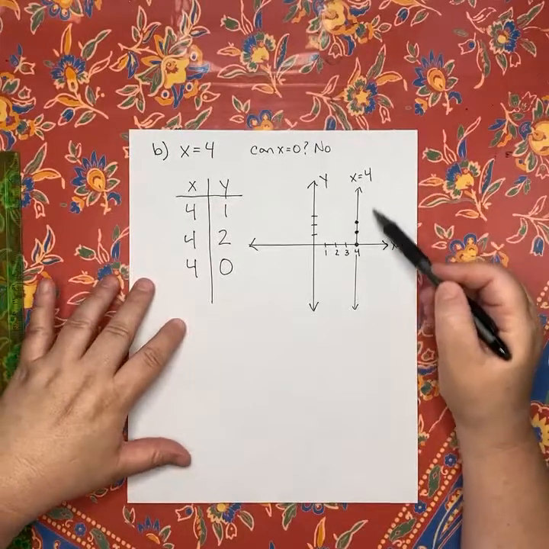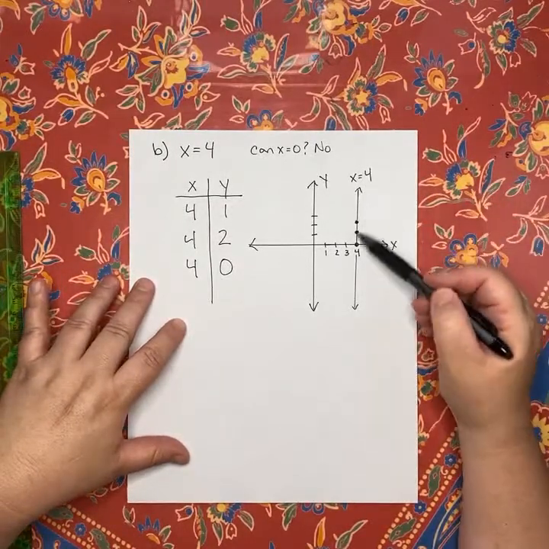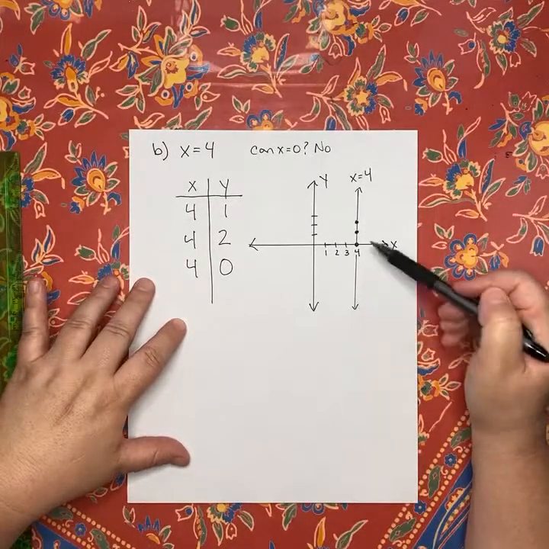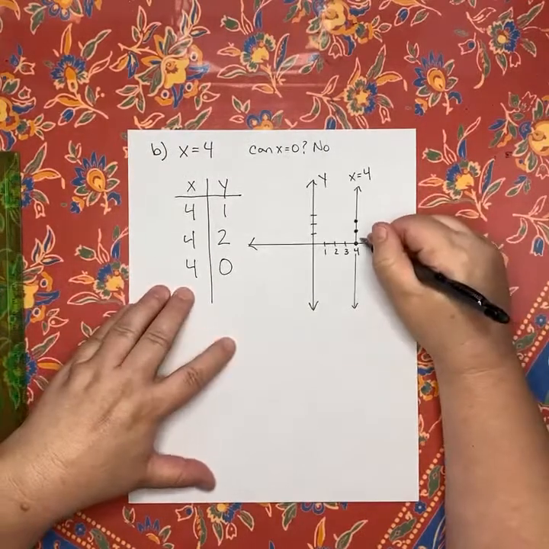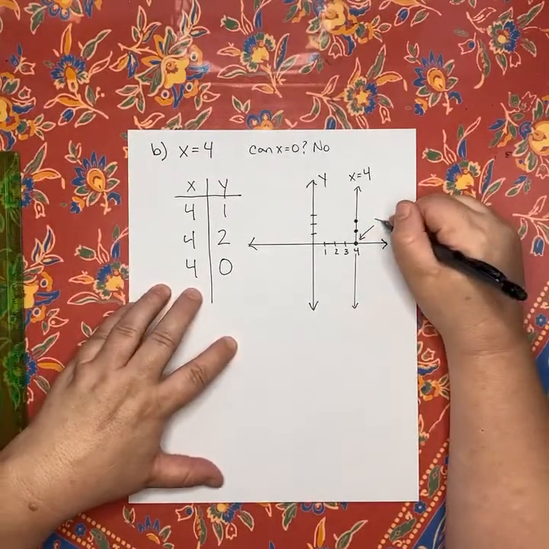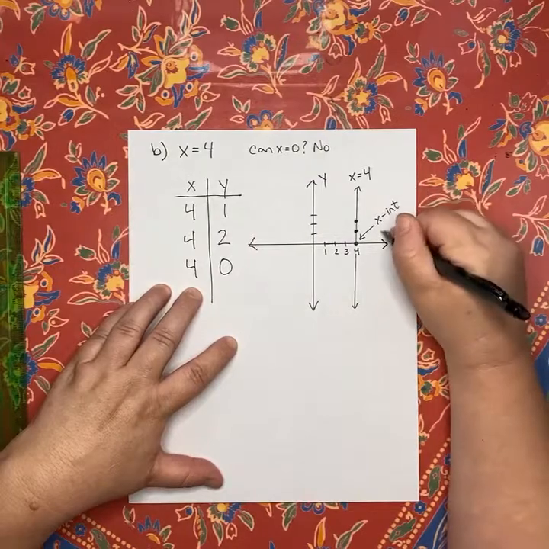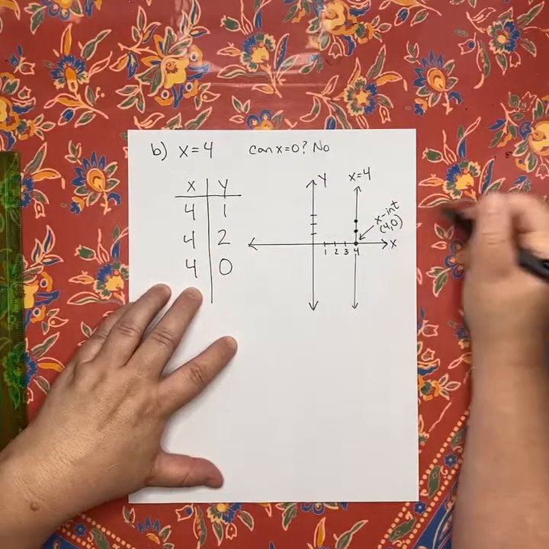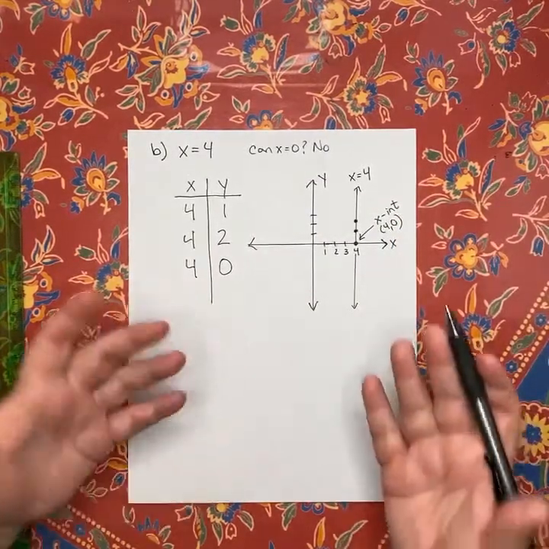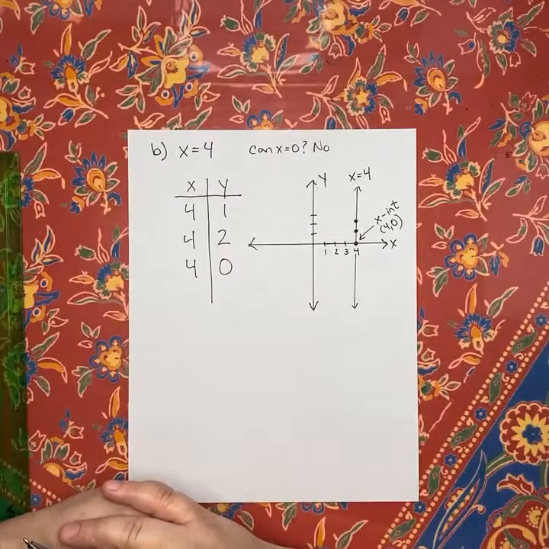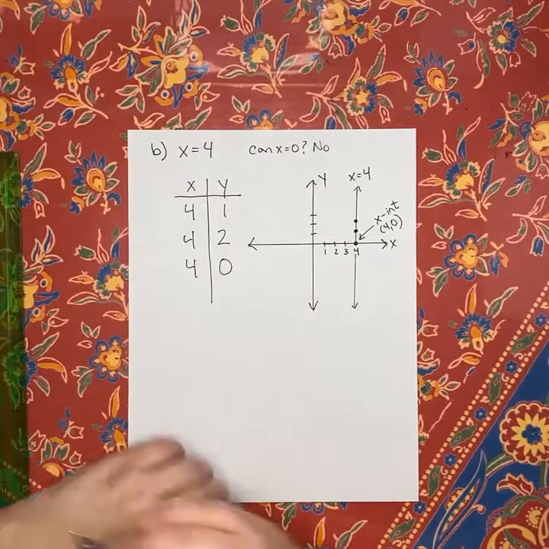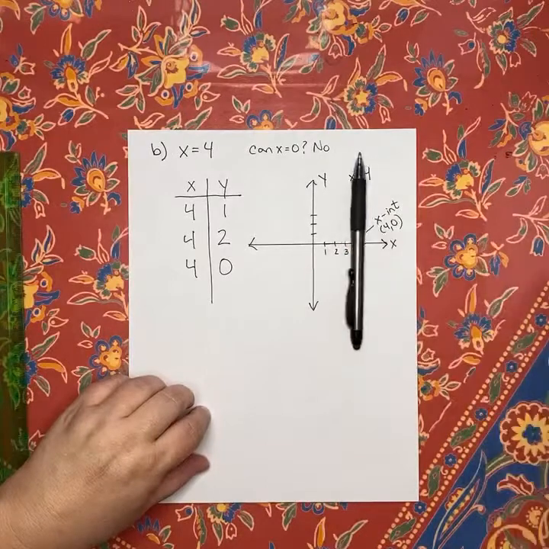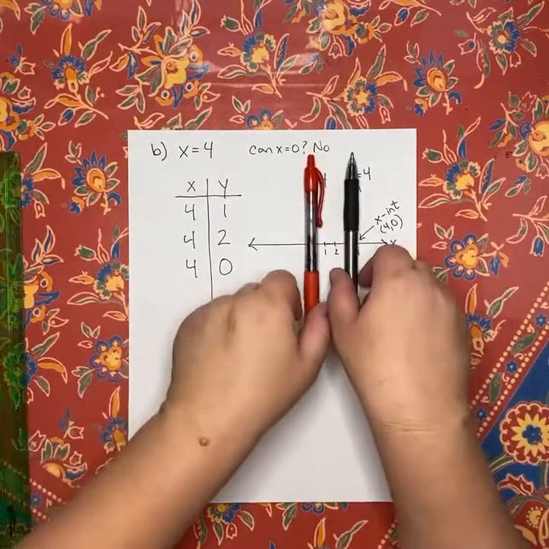Okay, so let's take a look at what's going on here. This line crosses the x-axis. So this is an x-intercept. It's at (4, 0). That's where Y equals 0. Is there a Y-intercept? And the answer is no. This runs parallel to the Y-axis.